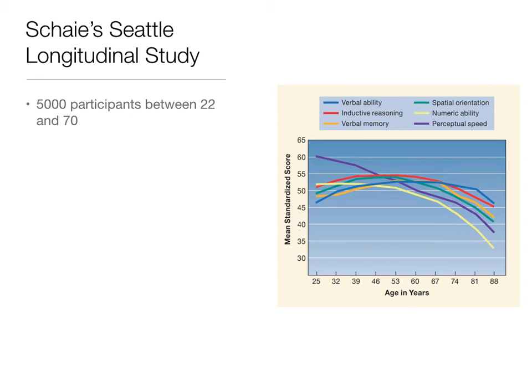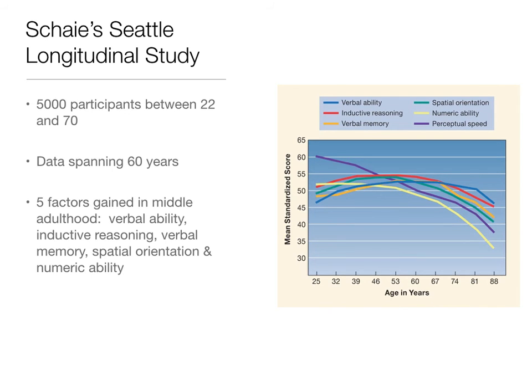This is a longitudinal study that followed 5,000 participants between the ages of 22 and 70. And it investigated several different kinds of cognitive measures, including the blue line, verbal ability, the red line, inductive reasoning, the orange line, verbal memory, the green line, spatial orientation, the yellow line, numeric ability, and the purple line, perceptual speed. And they have data spanning 60 years on these 5,000 participants.